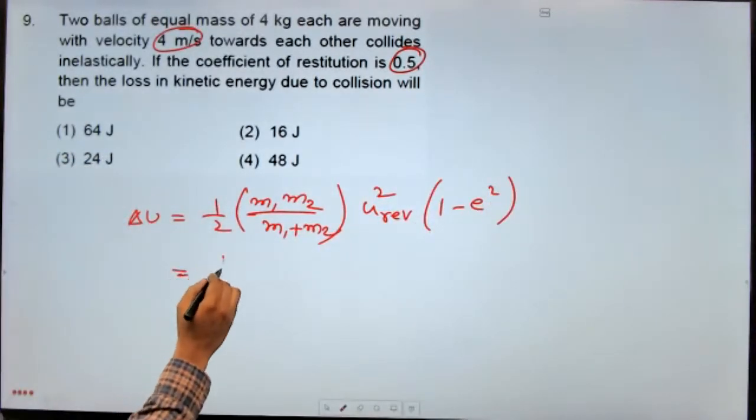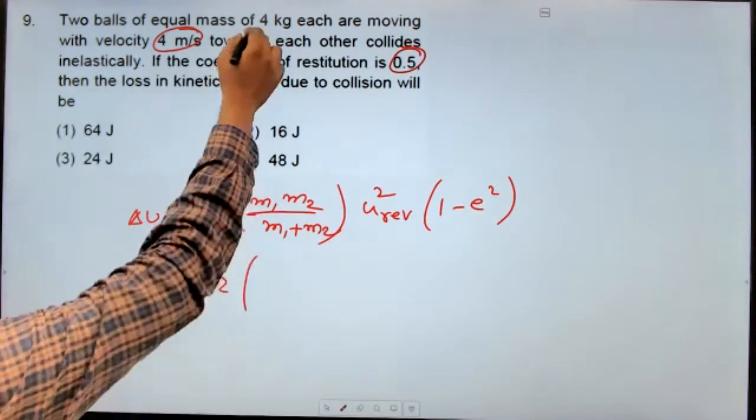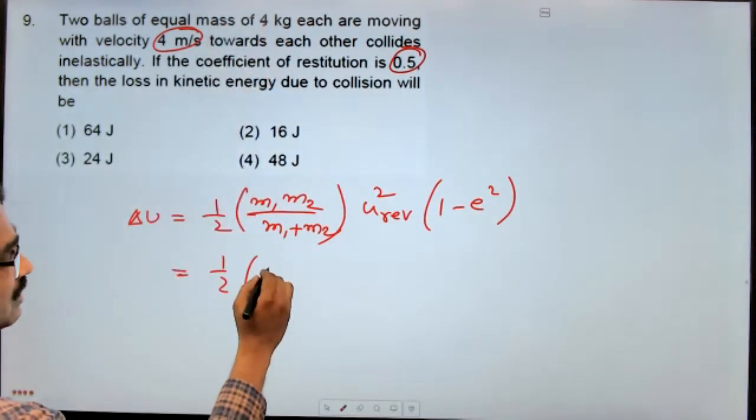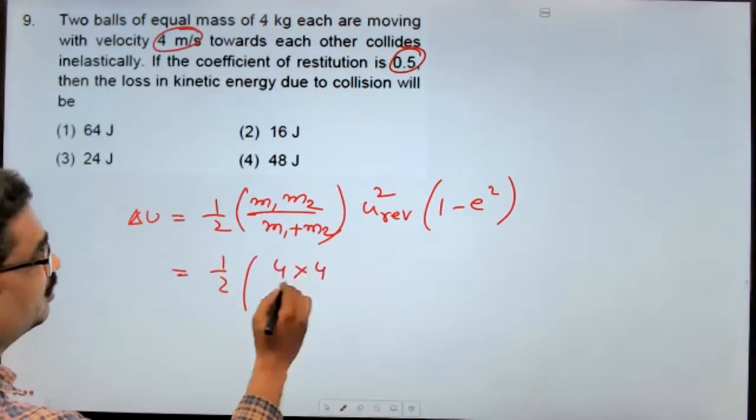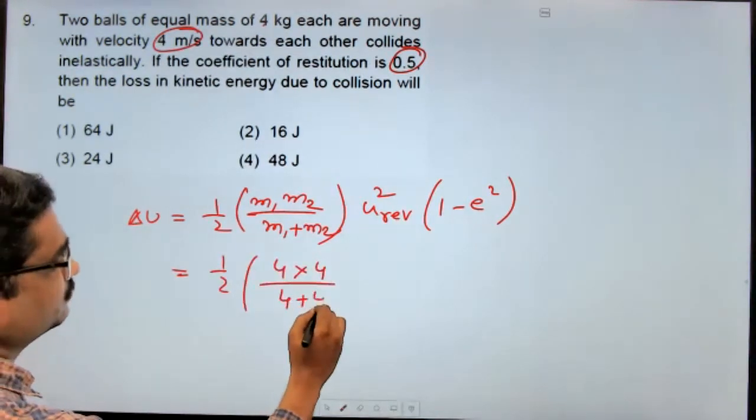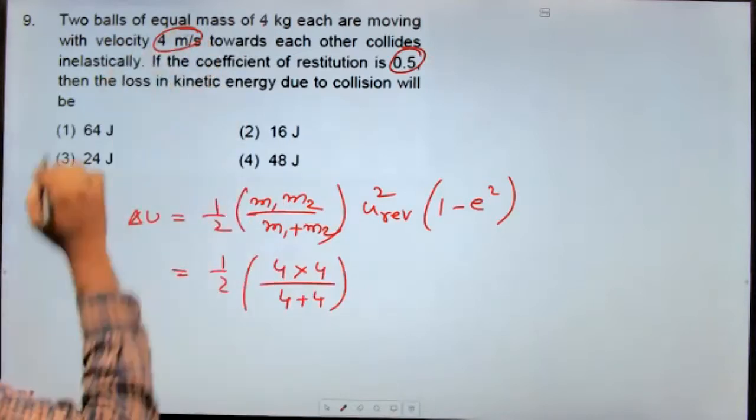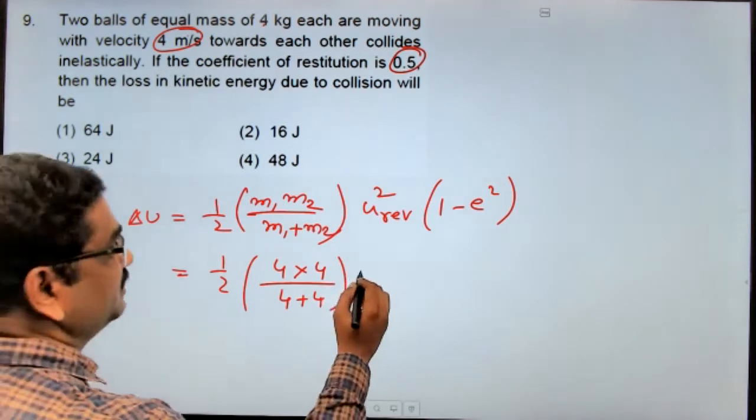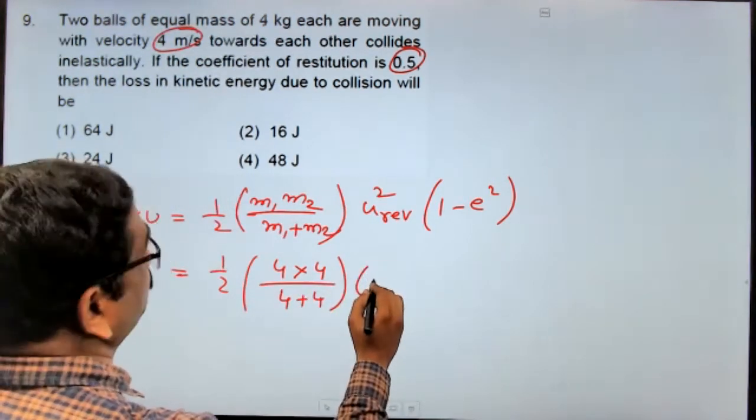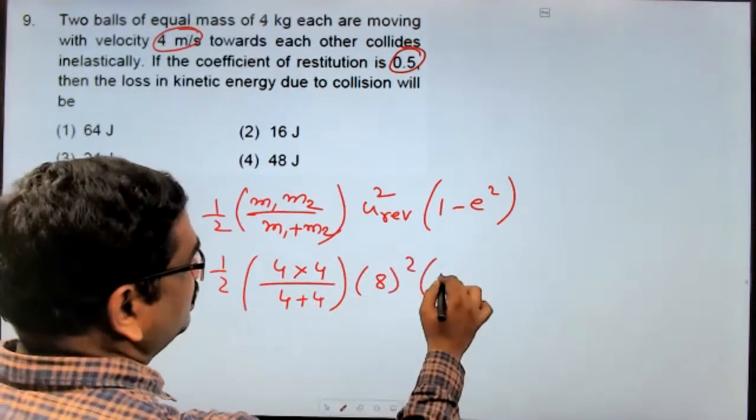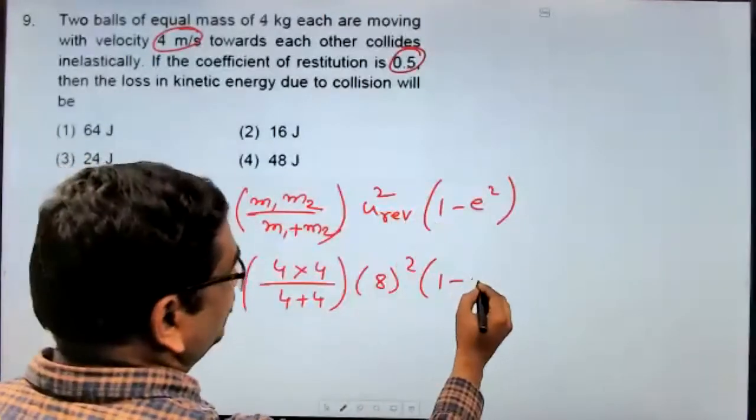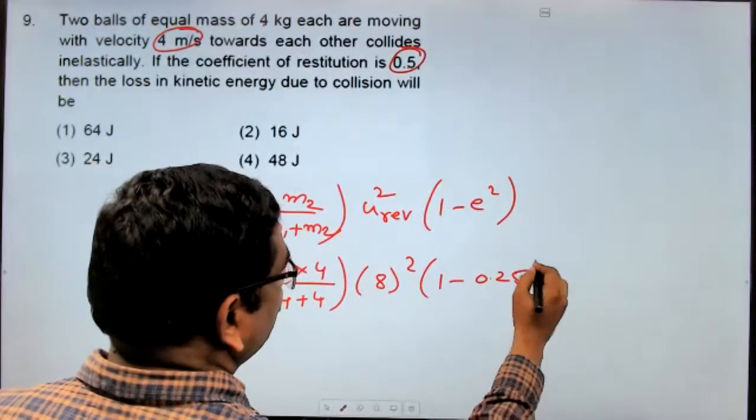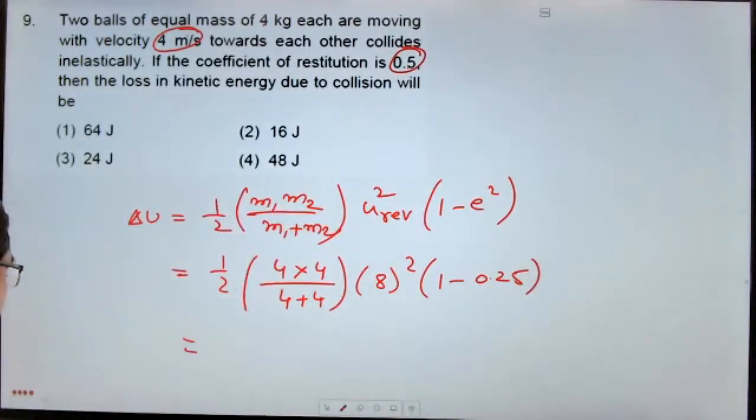Now substitute the values: 1/2. What is the mass of the first one and second one? Both are the same. 4 into 4 by 4 plus 4, into relative velocity. Both are traveling in opposite directions towards each other, so for relative velocity we need to add those two: 4 plus 4, that equals 8, whole square, into 1 minus e square, that is 0.5 whole square, meaning 0.25. Now solve this further, then you will get the answer as 48 joules.